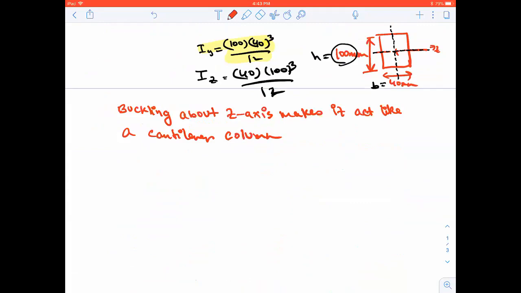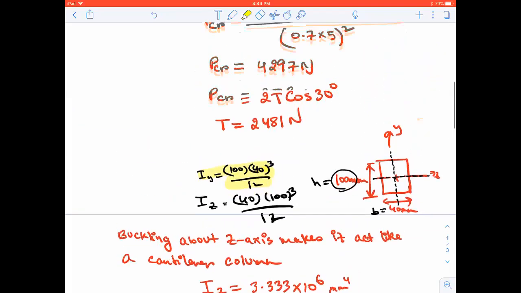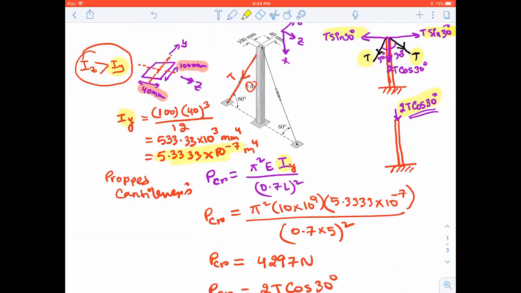So I'm going to see what happens if we calculate it about the cantilever column. My IZ is going to be 40 times 100 cubed divided by 12, and you're going to end up getting 3.333 times 10 to the power 6 millimeter to the power 4. If I convert it, you can see that the value of IZ is 3.33 times 10 to the power minus 6, whereas this one is 5.33 times 10 to the power minus 7. Definitely this is lower, but in this case we have to consider both axes.